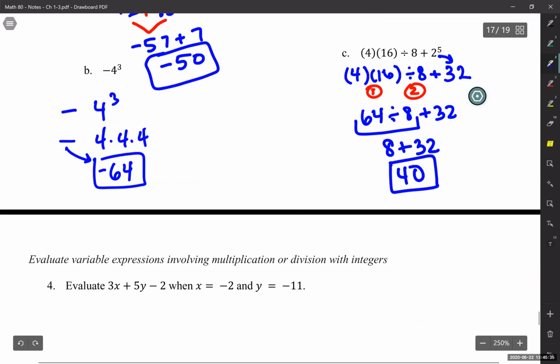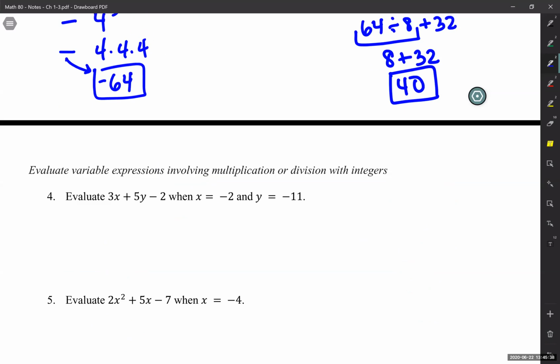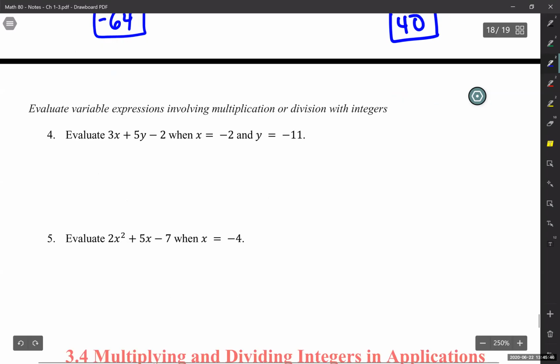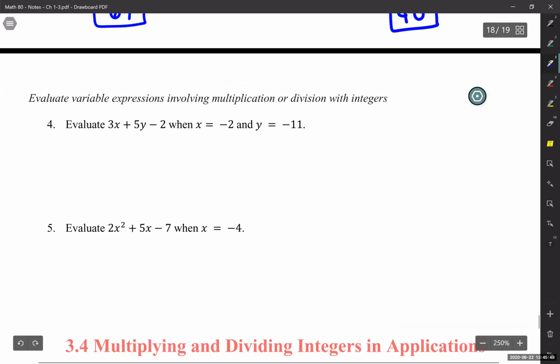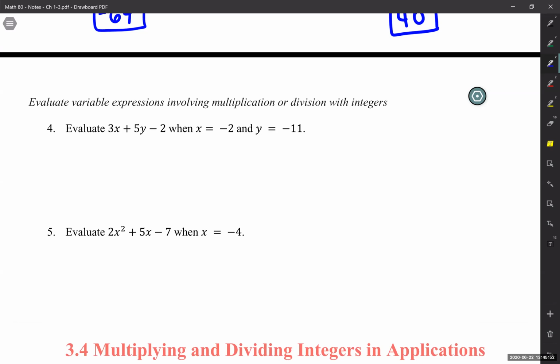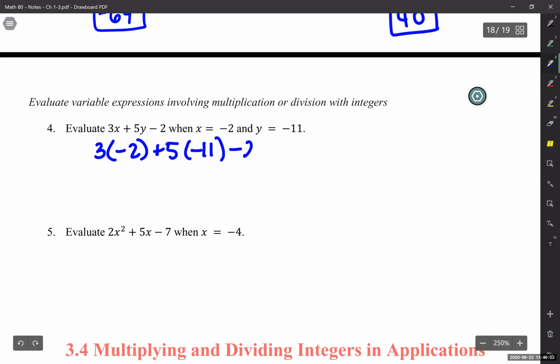And now we are evaluating, and you can see here these evaluating expressions have gotten more complicated. There's multiplication, there are exponents, and so that is why we are working on it in this section. All right, as we move along through this book, so we have 3 times -2 plus 5y, 5 times -11 minus 2. So this is no different than the previous problems. Number 3 we were just doing. We just kind of have to build them ourselves by plugging in the x and the y.